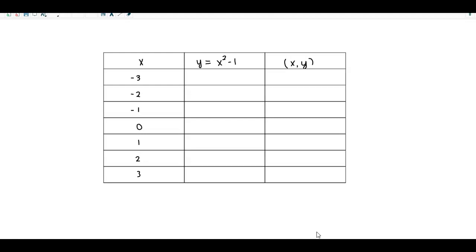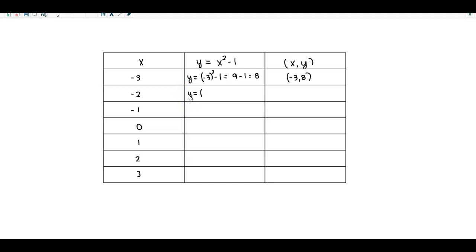And so what we want to do is find out what that first y value is. So we're going to take y, and then plug in x. x is going to be -3, so we take -3, square it, and then subtract 1. Well, -3 times -3 is +9, minus 1 gives you 8. So the ordered pair for the first one is -3, 8.